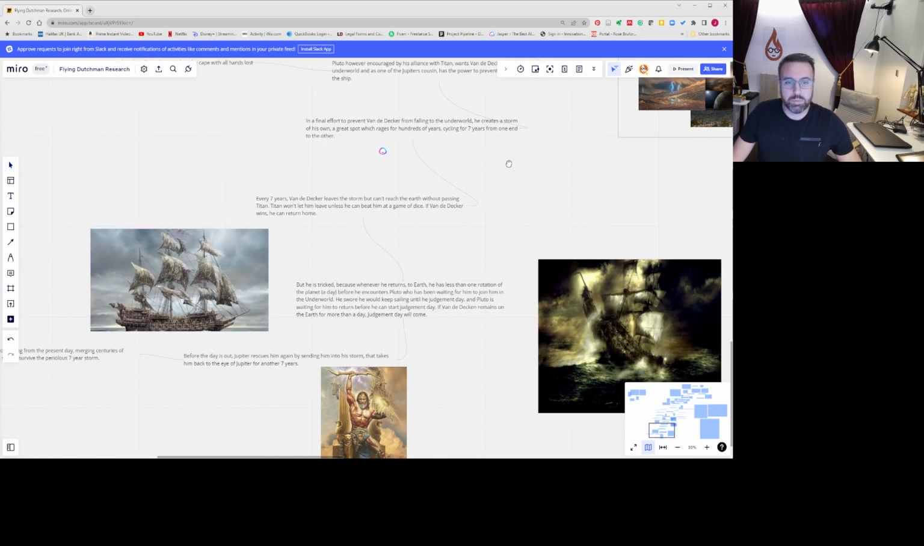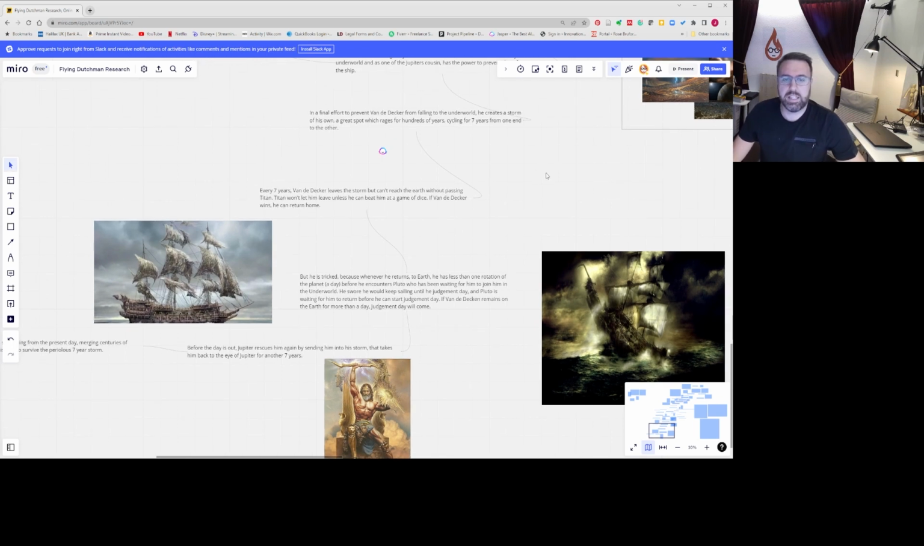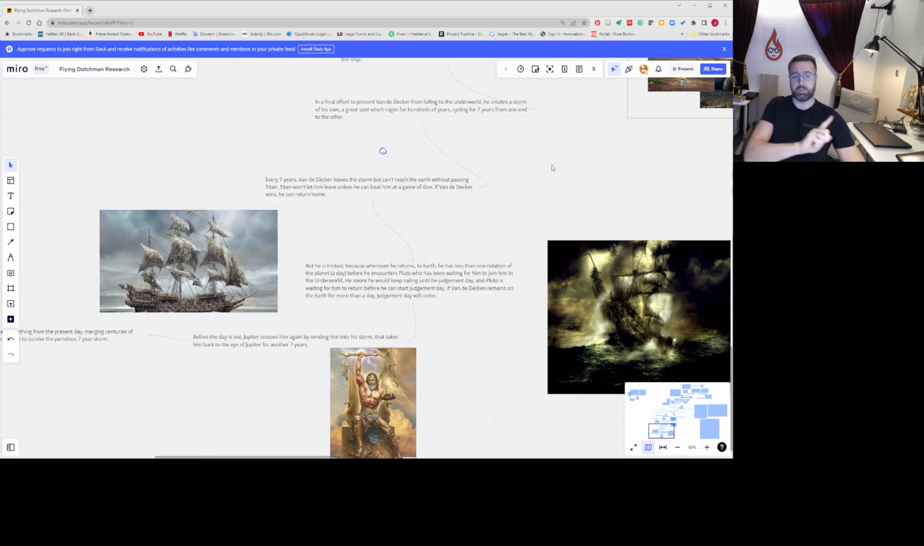Now, the Great Spot may have been accurately sighted at the same time as the Flying Dutchman went missing, but one thing that I've taken a liberty on is that the storm takes 4.5 days to go round in a circle. I'm pretending that it takes 7 years, because that's the story of the Flying Dutchman. Van der Decker is allowed to leave the storm every 7 years because it goes in a loop. He's stuck in this torrent for 7 years, and when he comes out of it, he's allowed to try and return home. However, you can't go from Jupiter to Earth without passing Titan.